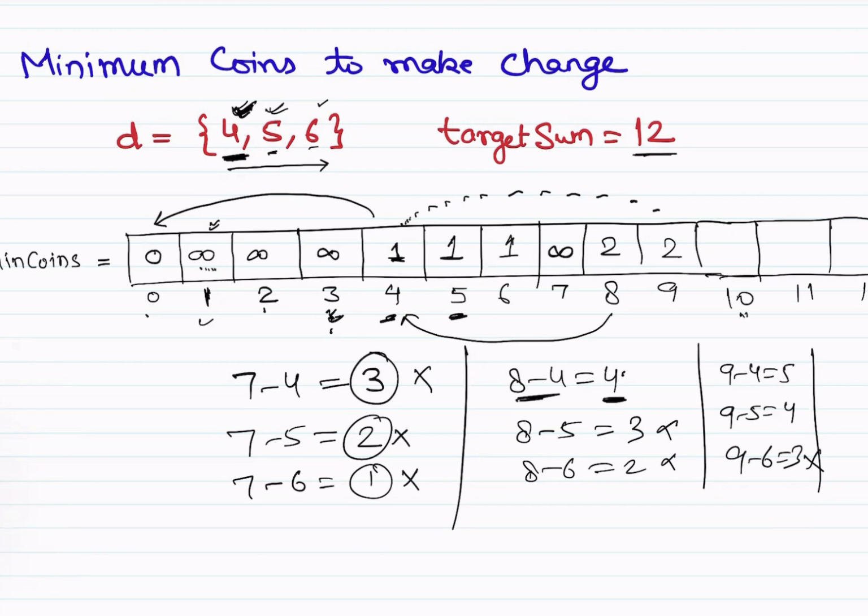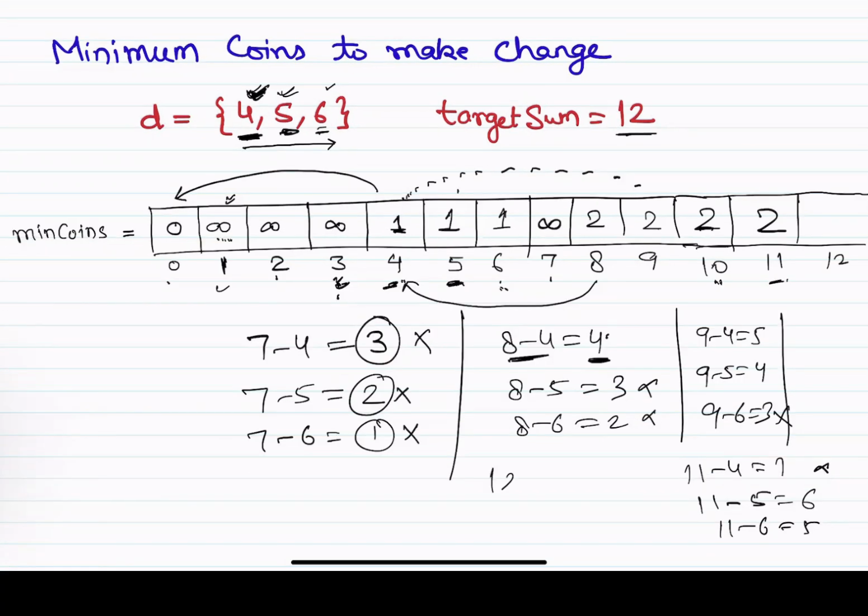So 10 minus 4 will be 6. Answer for 6 is 1. So for 10, the answer is 2. 10 minus 5 is 5. Answer for 5 is 1. 1 plus 1 is 2. Already good. 10 minus 6 is 4. 4's answer is 1. So the answer for 10 is 2 only. Okay, coming to 11. If you're making 11, you choose 4. 11 minus 4 is 7. 7 is infinite. Don't choose that. 11 minus 5 is 6. 6's answer is 1. So 11 can be made with 2. 11 minus 6 is 5. 5's answer is 1. 1 plus 1, 2. So 11 can be made with 2 coins.